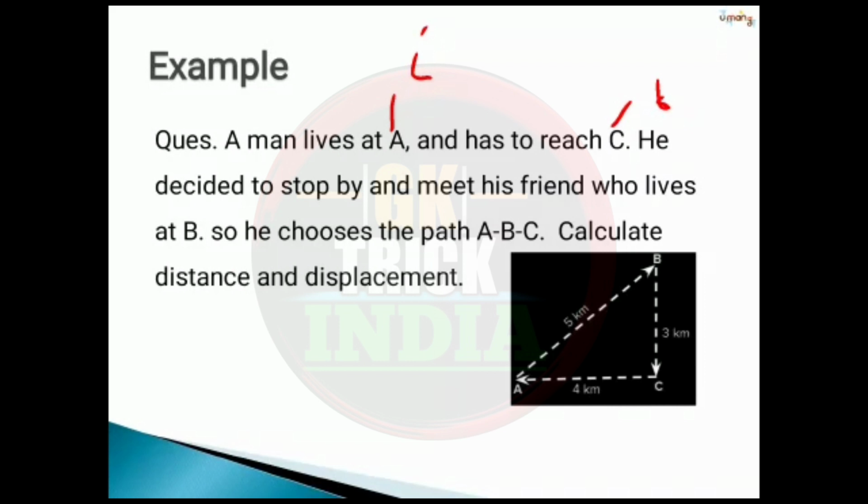So we have to just check the path which the object is covering, A to B, B to C. A to B, the distance which the object moves is 5 km, while moving from B to C, the object covered a distance of 3 km. So the distance will become 5 plus 3, which is 8 km.